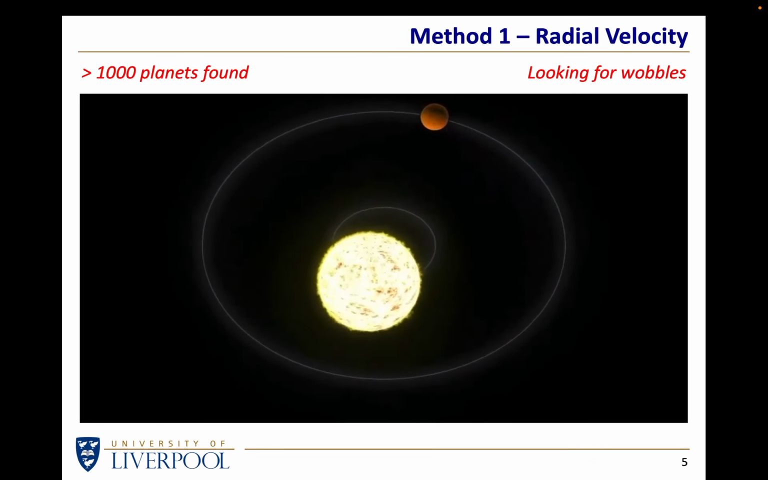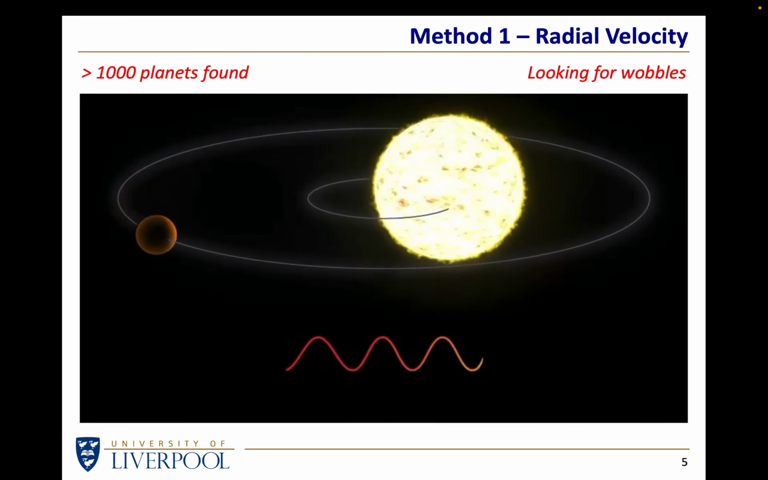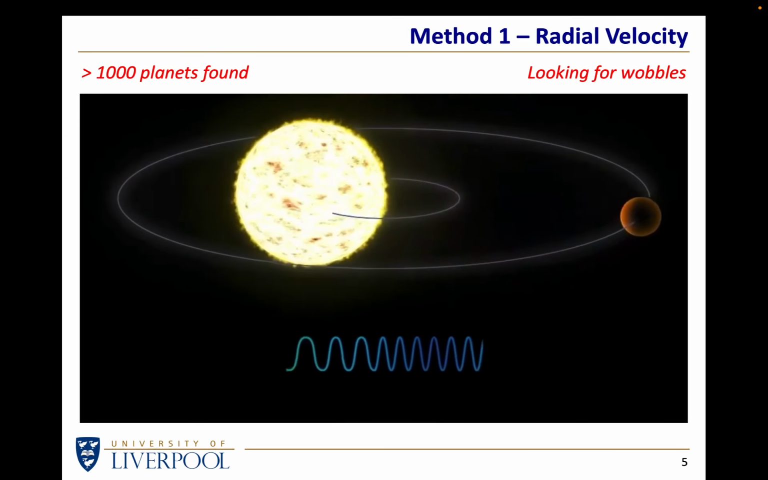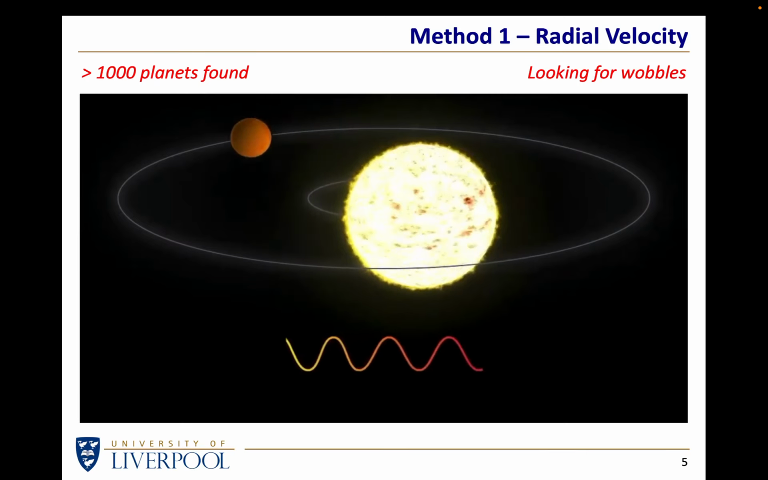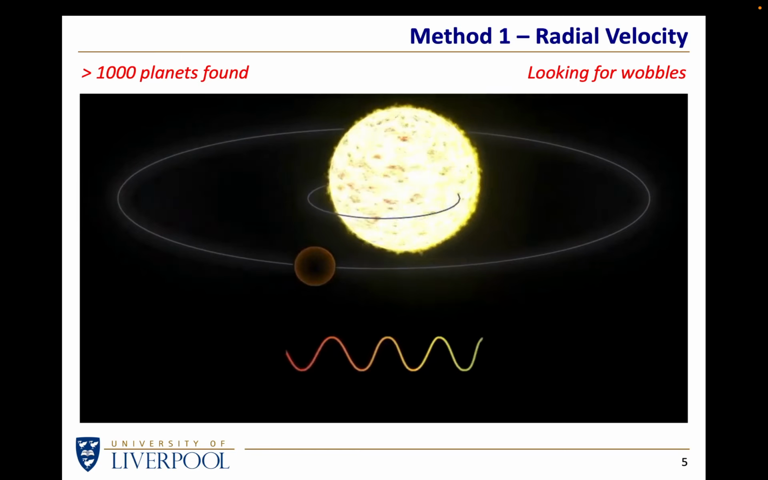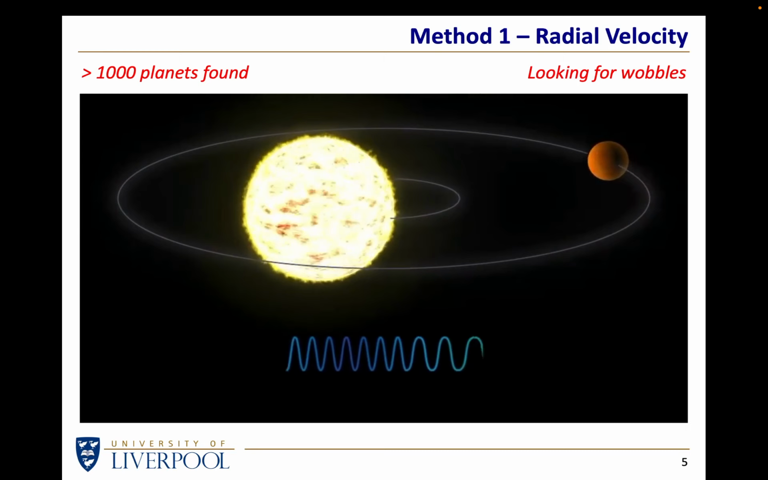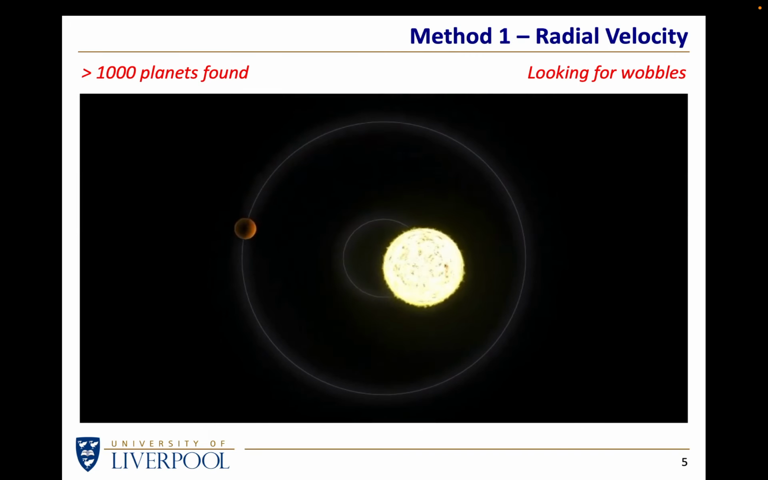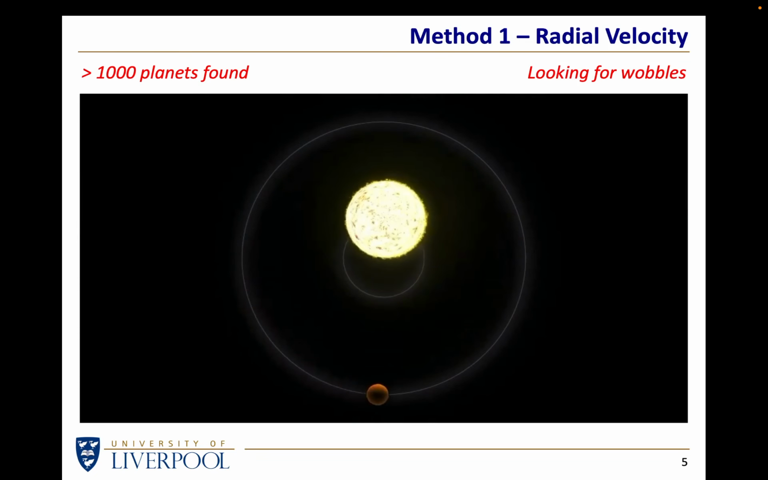If we have a planet orbiting a star, then the star is going to move slightly backwards and forwards, because a planet doesn't orbit a star. The planet and the star orbit around their common center of gravity. Now that might be very close to the star, depending on how big the planet is, but if a planet has a mass, then it will make the star wobble. And the indication at the bottom there is the light from the star will be pushed slightly towards the blue or slightly towards the red, depending on whether the star is coming towards us or moving away from us.